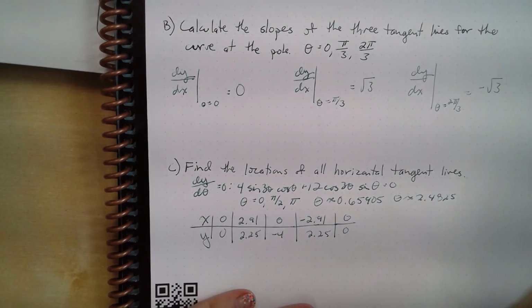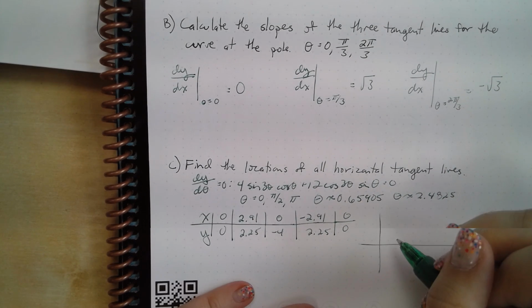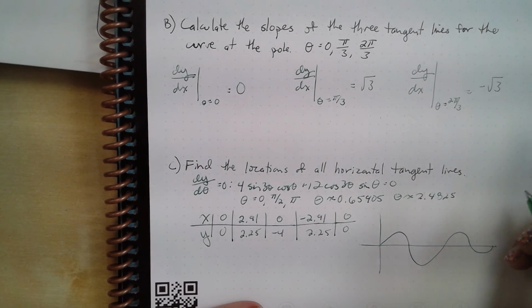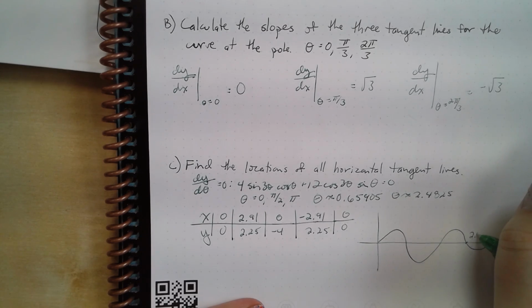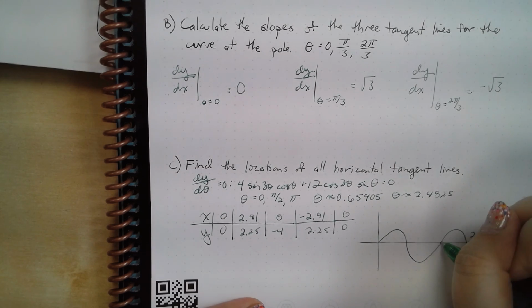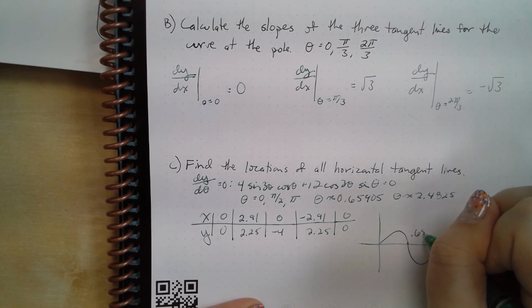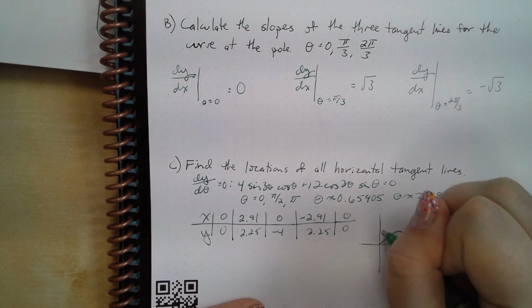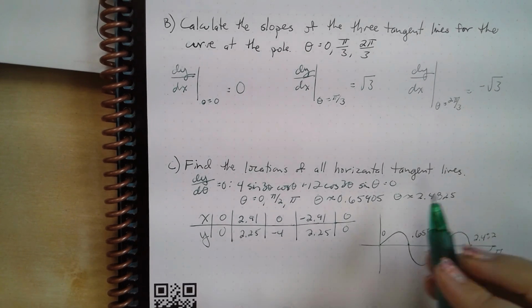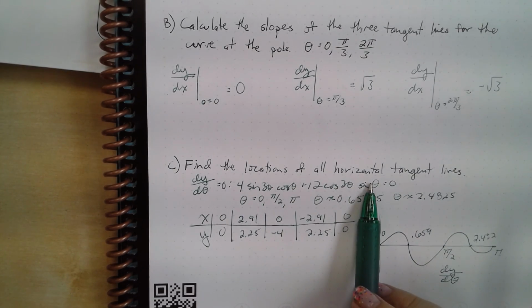Okay? So this is going to look something, it's really ugly, but it's kind of like this, right? So here is 2.482. Here is pi. Here is pi over 2. Here is 0.659. Here is 0. And this entire graph is dy over d theta. Okay, so these are our horizontal tangent lines. We're using that dy over d theta, right?